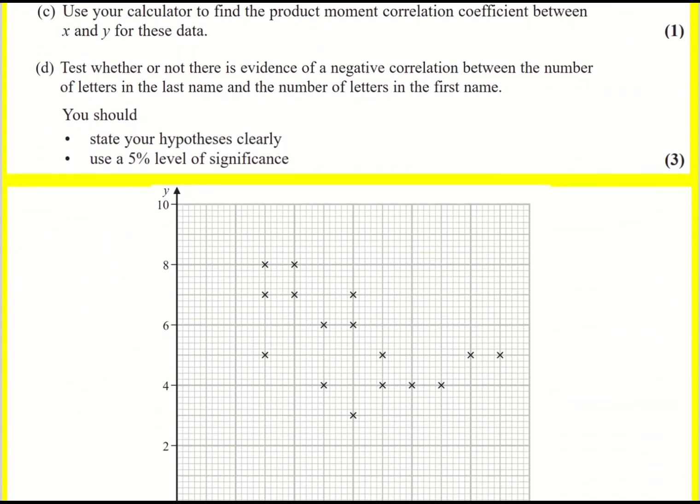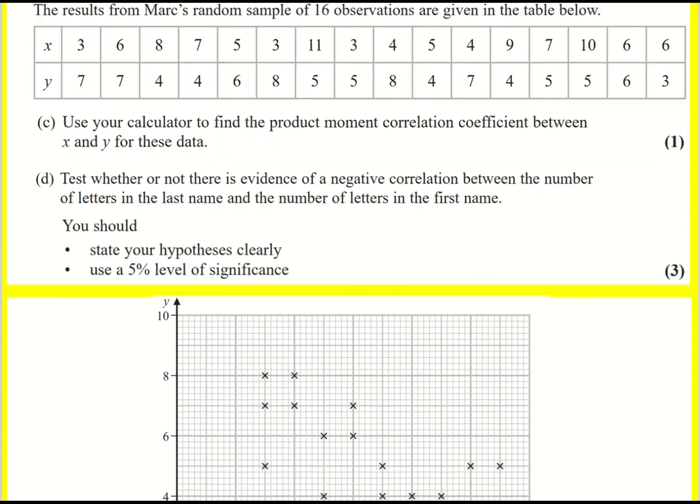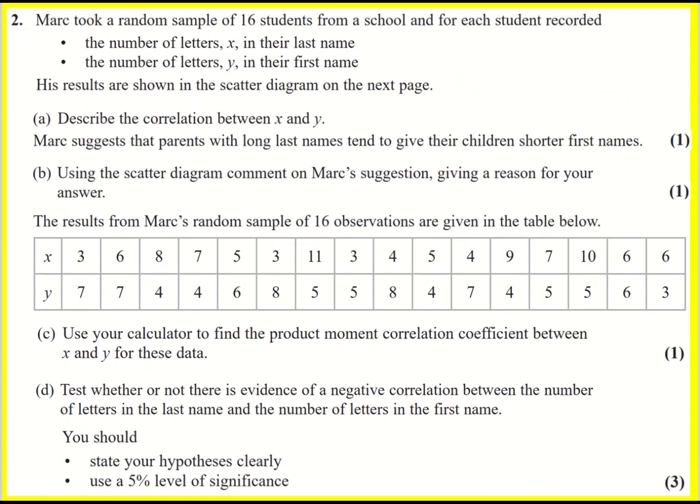Now, it's somewhat all over the place, but it's not like it's no correlation. There's no points here and here. There is a general trend. If you're going to draw a line of best fit, you would draw it going that way. So they're looking for negative correlation here. Just the word negative will suffice.